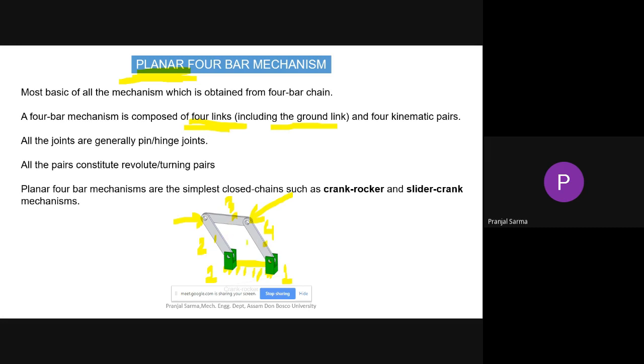They will depend on different aspects like the link length, etc. Different, but they can have turning motion with respect to each other. So they are considering revolute or turning pairs. And basically, planar four-bar mechanisms are the simplest closed chains. Like the crank rocker mechanism, we have the slider crank mechanism, etc. They also fall under that.